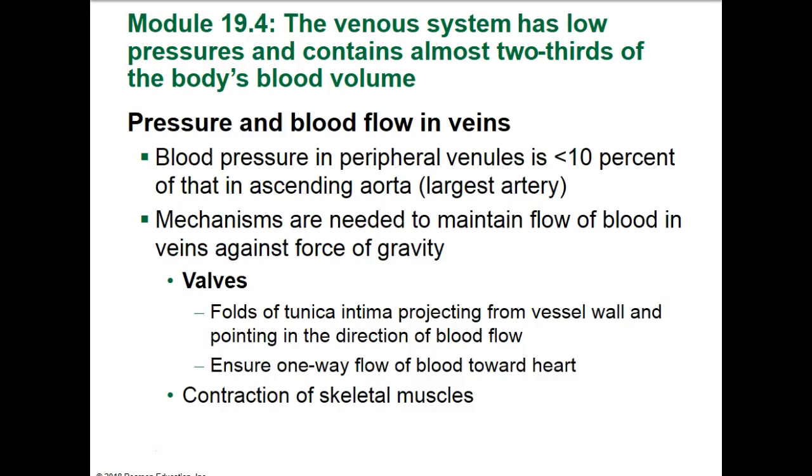So we have valves, as we mentioned. These are folds in the tunica intima that project from the vessel wall. They point in the direction of blood flow. And by doing that, when blood tries to go back through, it closes the valves when it pushes back on those particular flaps of the tunica intima. So that ensures the one-way flow.